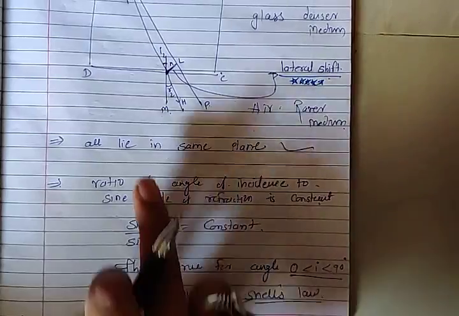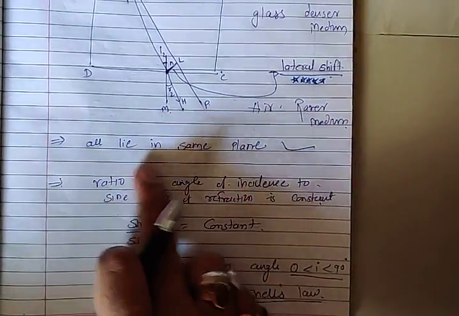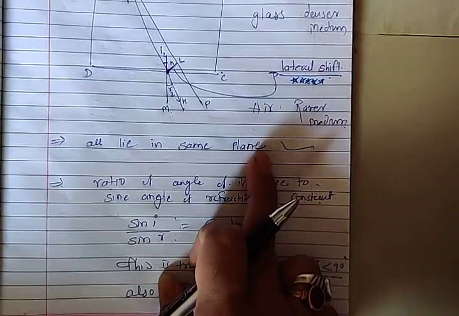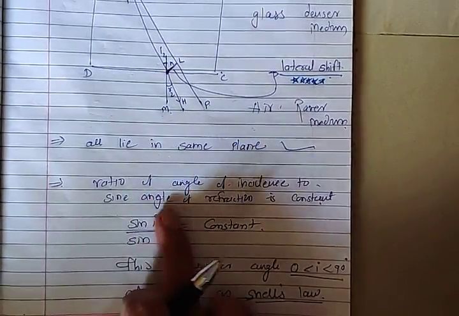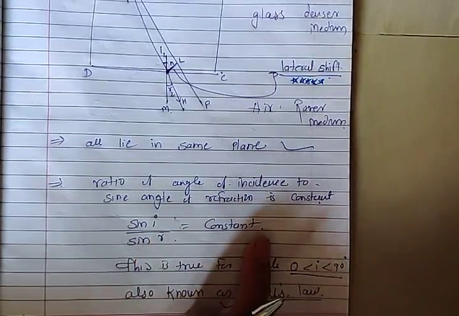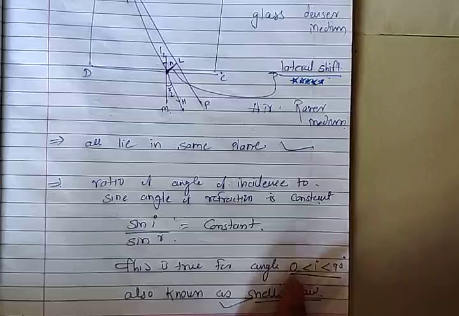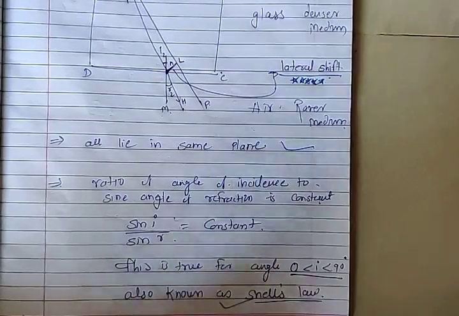Here the main statement which you have to remember is in this form. The incident ray, normal and everything all lie in the same plane. The ratio of the sine of the angle of incidence to the sine of the angle of refraction is a constant. So sine of i upon sine of r is equal to a constant for all values of i between 0 and 90. तो उसको Snell's law बोला जाएगा.